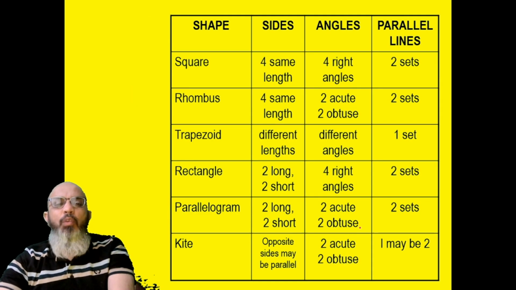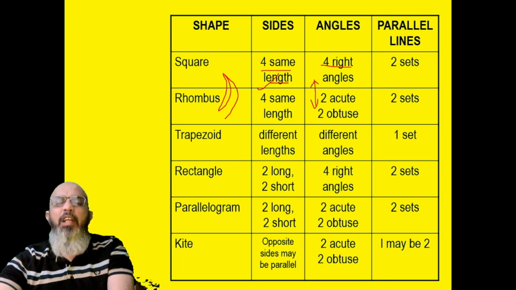So let's see what are the common properties of all these shapes. First we study the square. A square has four same lengths and four right angles. And what is the difference between square and rhombus? It has the same length but the angles are different, right? A square has four right angles and a rhombus has two acute and two obtuse angles.